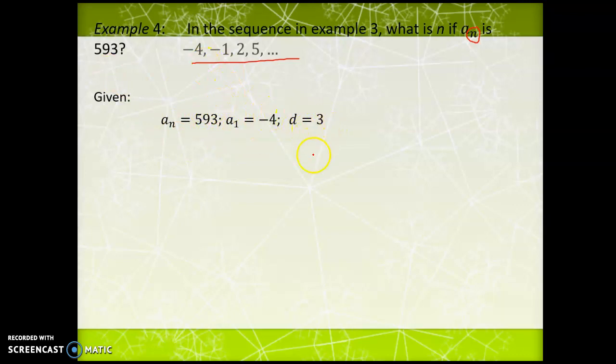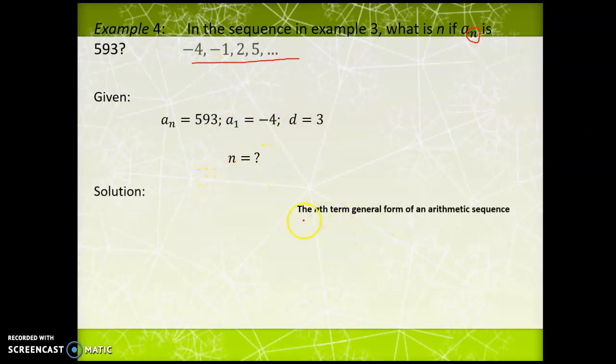Okay, in the sequence in example 3, what is n if a sub n is 593? So you are asked to solve for n given the nth term. You don't know the value of n yet, okay? So you identify first what are the givens, and then you use the same formula. So the same sequence is used. Okay, a sub n is 593, you don't know n yet, so you're just going to solve for n, and then a sub 1 is the same, the same difference, so you're going to solve for n.